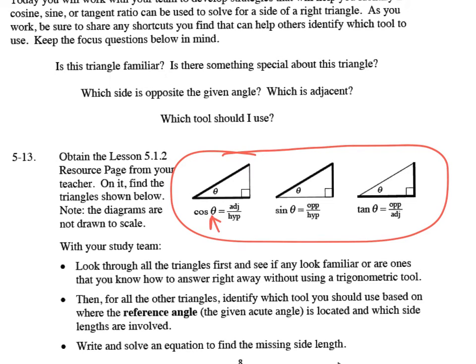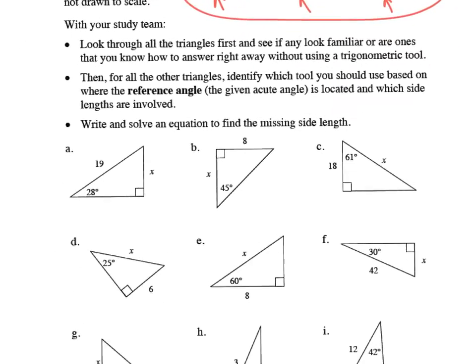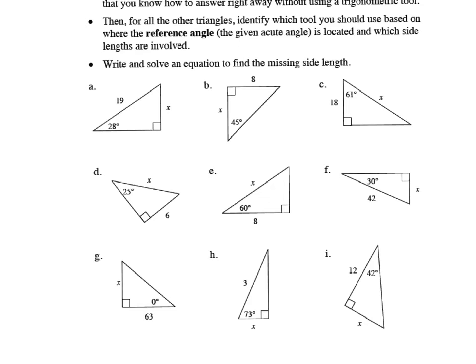Remember, theta is just the reference angle that you're using, and so you can see where theta is located within each of these triangles. And the emboldened sides within the triangles that you see there are the two legs that you're comparing. And so as we look down here on these problems, it says write and solve an equation to find the missing side length.